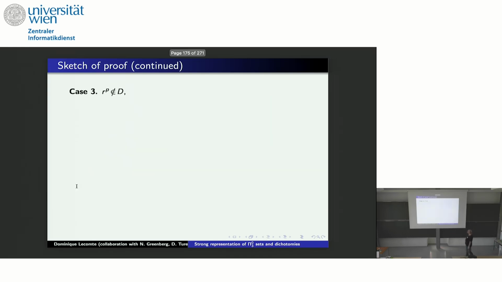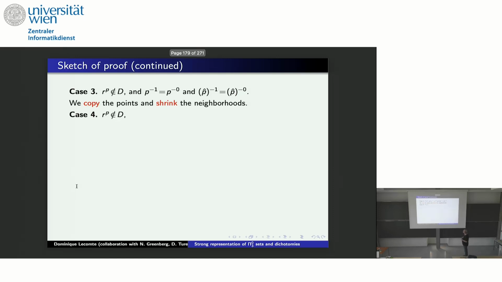So 2 more cases. Case 3 is another easy case. This time RP is not in D, and it says that on both sides, the recent past is the same as the oldest past. In that case, you can just copy the point and shrink the neighborhoods, and it works. So this is another easy case.